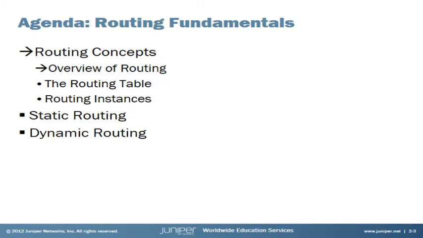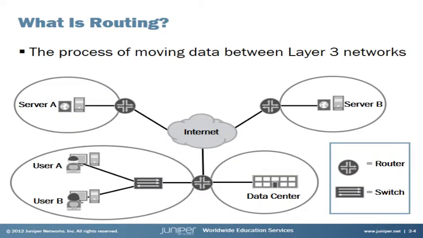So let's first of all start off by taking a look at routing concepts, and an overview of routing. So what is routing? We're going to go right back to the beginning here, guys. What is routing? The process of moving data between layer 3 networks. So remember when we talked about the job of a router is to get traffic from one network to another network. So here we have an example of a number of different networks. The job of the router, or the routers in this case, is to get the traffic between those different networks.